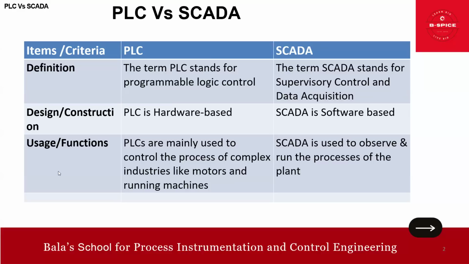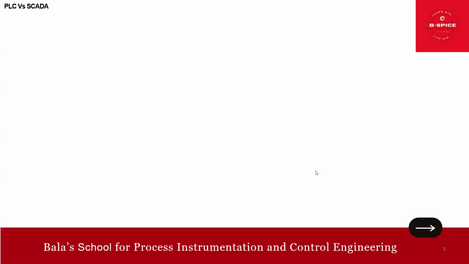And when we talk about the usage and function, PLCs are mainly used to control the process of complex industries like motors, running machines, and all. Of course, not complex like DCS, but it is used to control the process, NO and NC, on and off, more on discrete aspects, digital input, digital output, all those things. So SCADA is used to observe and run the process of the plant. It's more of a supervisory control, and of course, it acquires the data, right?